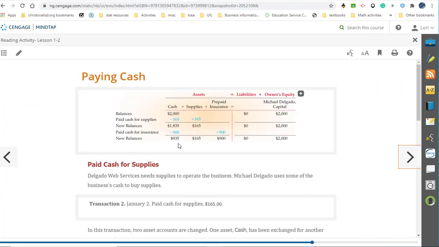Pay cash for supplies. We're going to decrease cash, but our supplies are going to increase. The same thing's going to happen if we pay for insurance. We're decreasing our cash amount. That's like our bank account. Cash is bank account. But we're increasing how much we have in our insurance account.